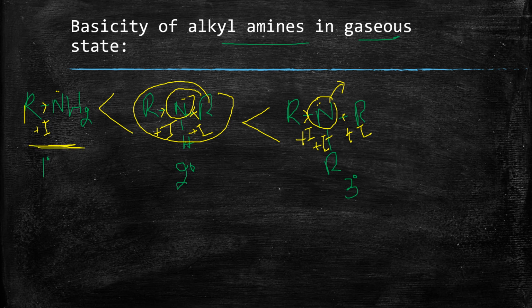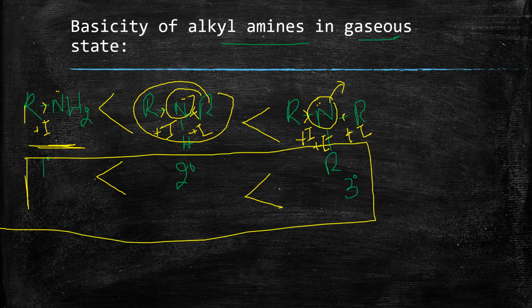This one will be least basic. So the order of basicity of alkyl amines in gaseous state is tertiary being the most basic, secondary being intermediately basic, and primary being the least basic. This order should be remembered in gaseous state only.